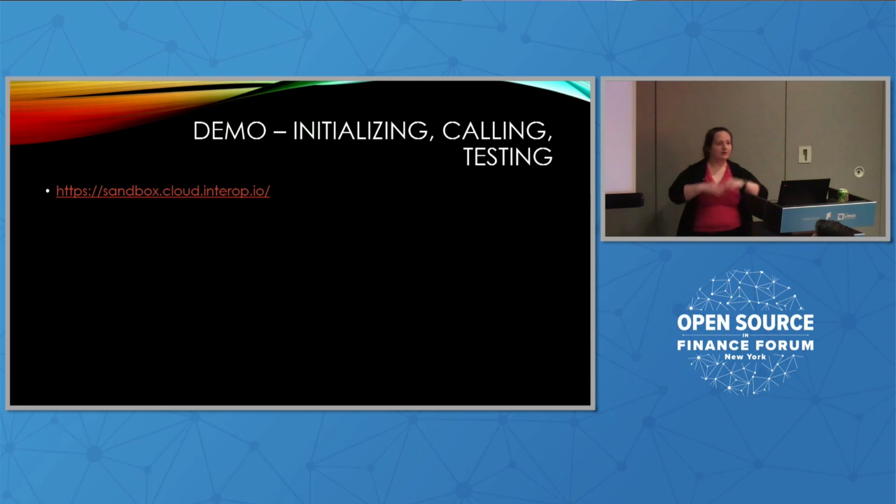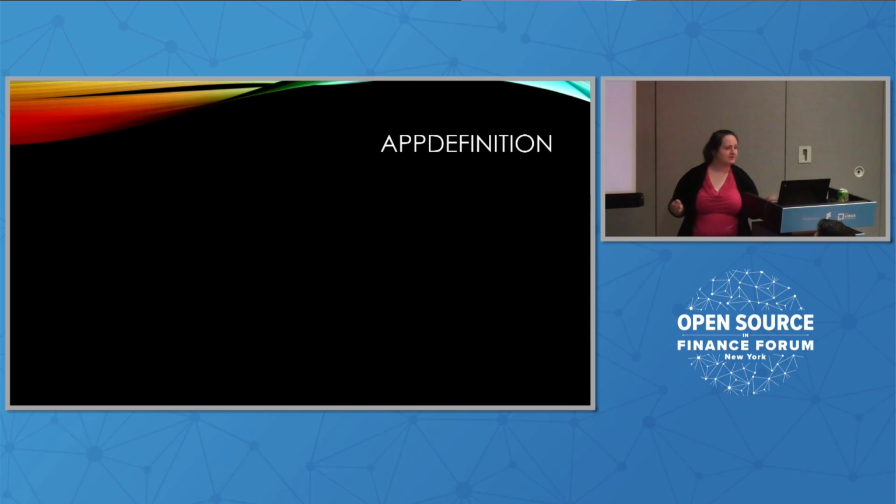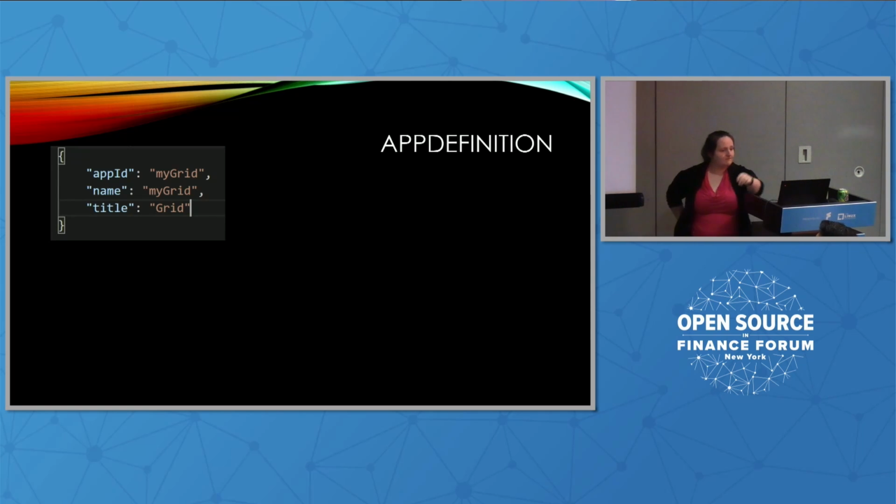So we have FDC3. We got all of our app working. It's doing the stuff we planned it to do. Now what's the last step we need to do? App definitions. We write down in a JSON config exactly what this app is, what it's doing, what kind of interop methods it's interested in. Let's start with just the basics.